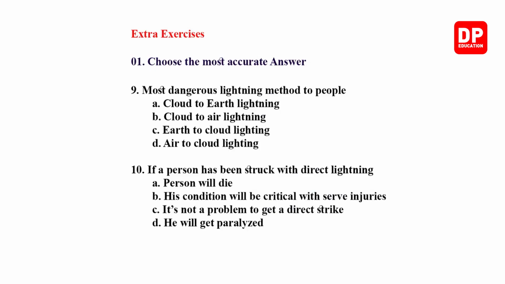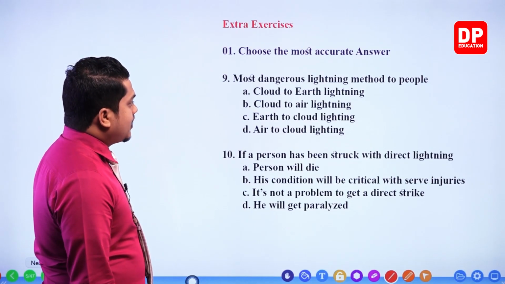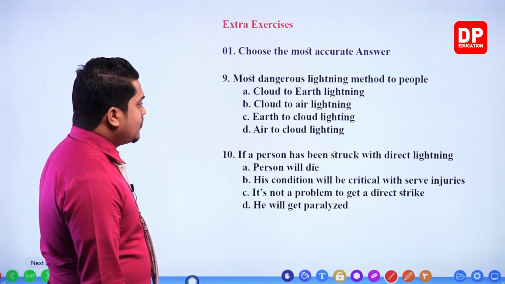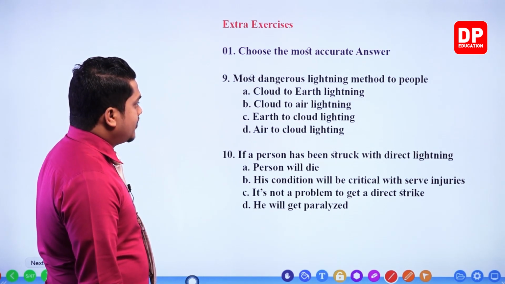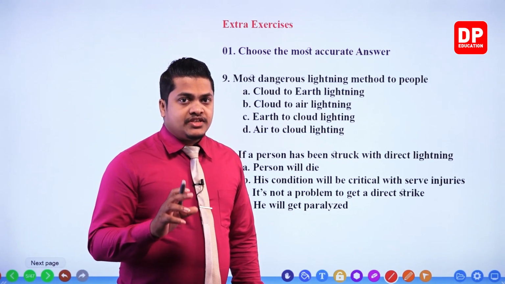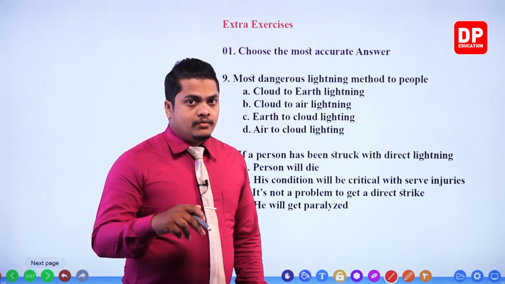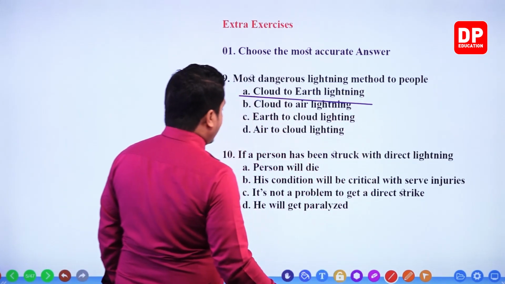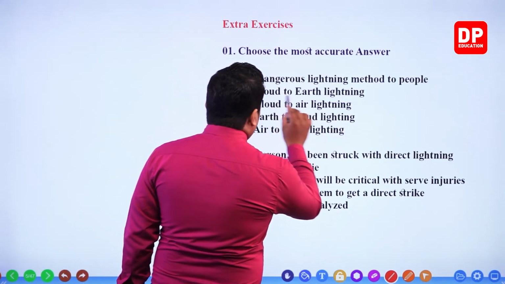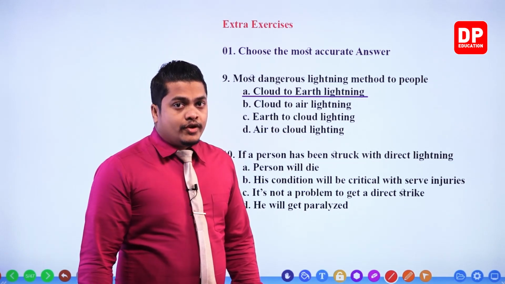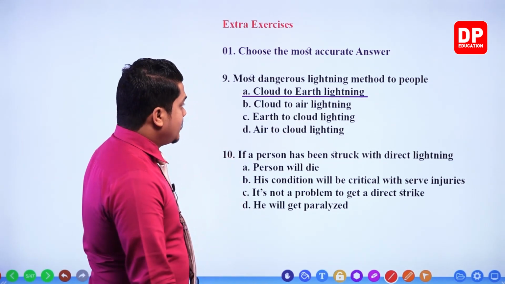Most dangerous lightning method to people. Cloud to earth lightning, cloud to air lightning, earth to cloud lightning, air to cloud lightning. So, the most dangerous one is lightning which is coming from cloud to earth. So, that is, my dear children, cloud to earth lightning. Cloud to earth lightning is the correct answer. In cloud to earth lightning, it's going to be very dangerous for us.